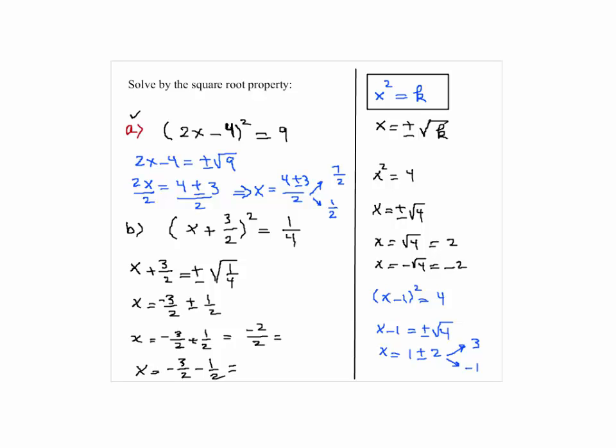Now if these need to be added, if they have a different denominator, you have to use LCD, of course, right? So this would be minus 3 minus 1 would be minus 4 over 2, which is equal to negative 2. Okay. Any questions so far?